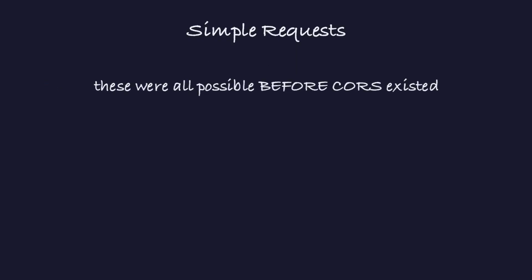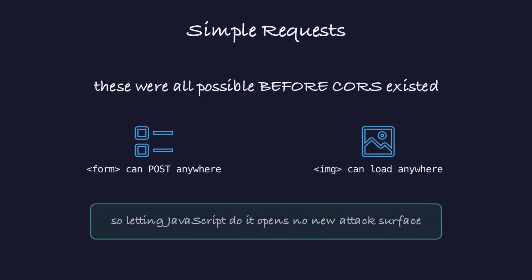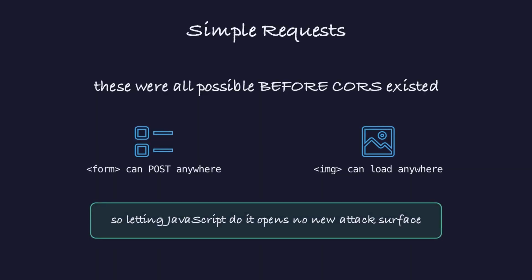Why those specific conditions? Because these are exactly the requests that were already possible before CORS existed, through plain HTML forms and image tags. An HTML form could always post to any URL, so letting JavaScript do the same thing opens no new attack surface.